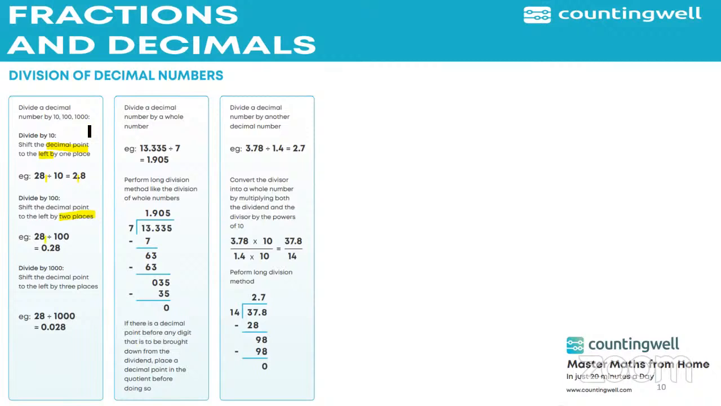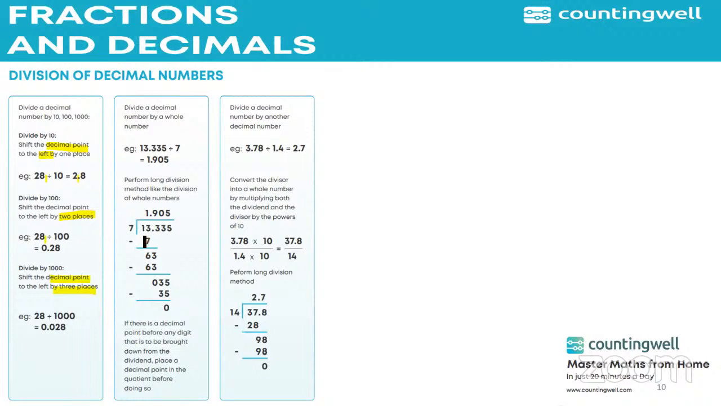Next, we divide by 1000. We have to shift the decimal point to the left by three places. So we have 0.028. Let us see how to divide a decimal number by a whole number. For this, you have to perform a long division and then you have to take care of the decimal point.